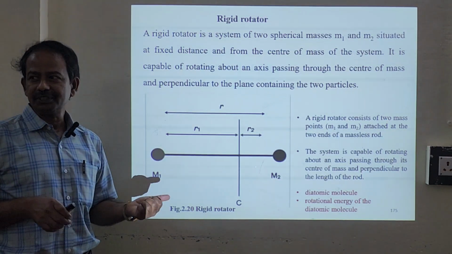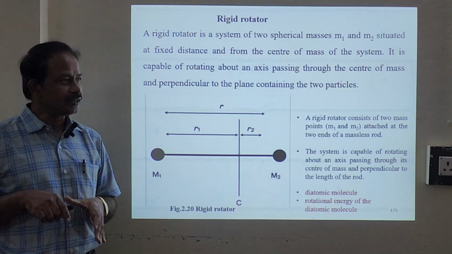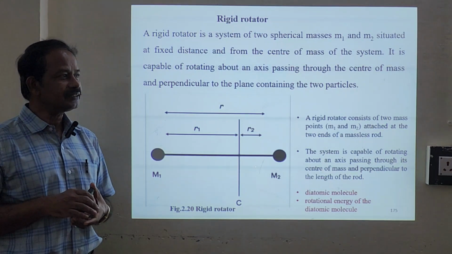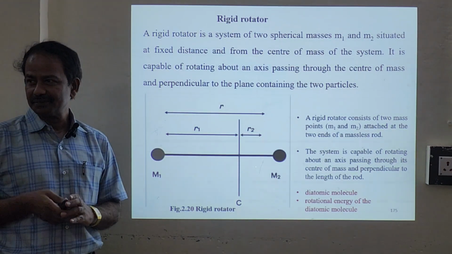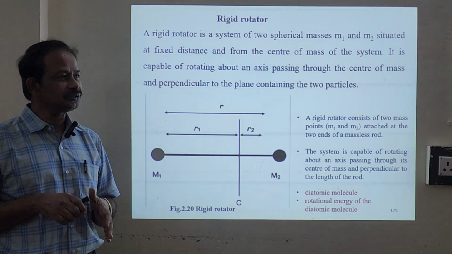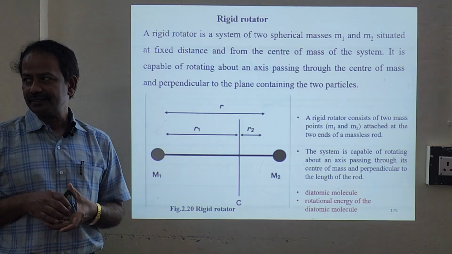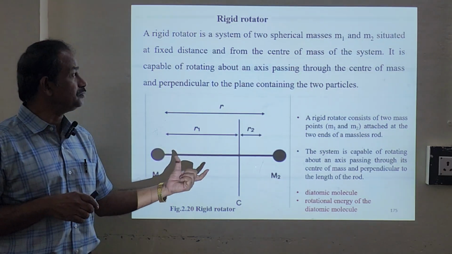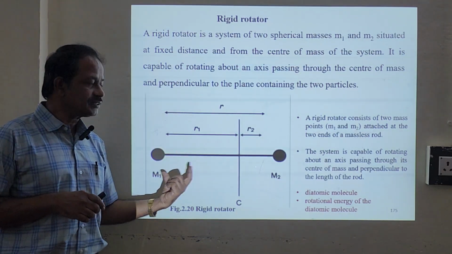We are going to discuss a similar thing. Here also we are going to use the separation of variables technique and spherical polar coordinates. But in fact, this is the model: the rigid rotator is a model.